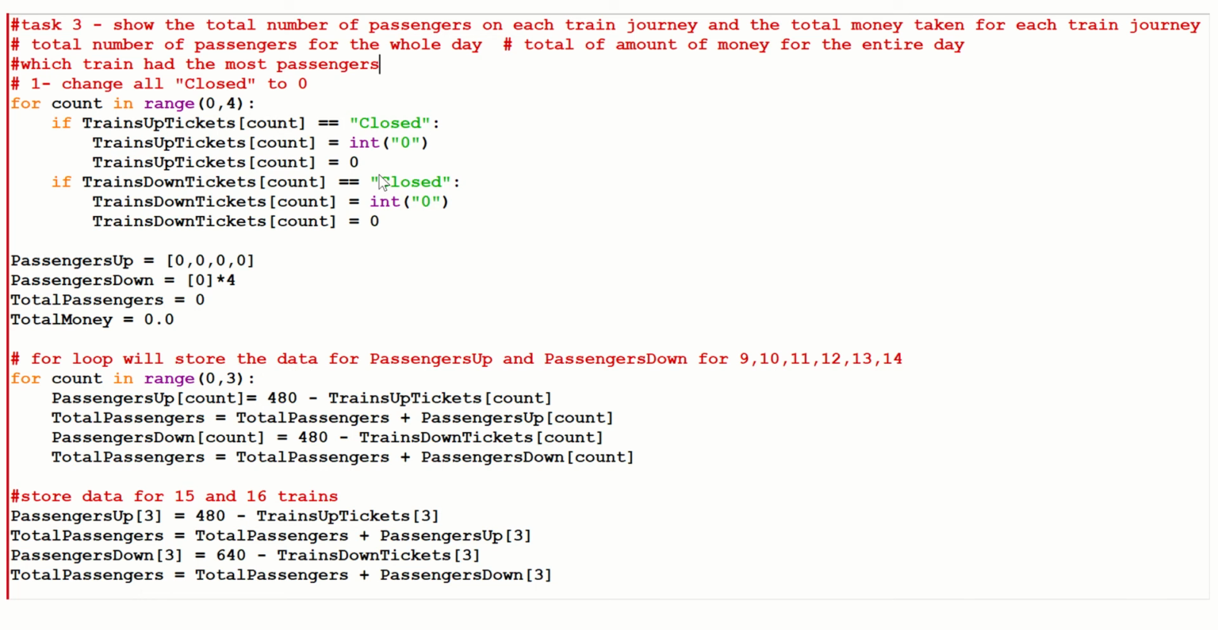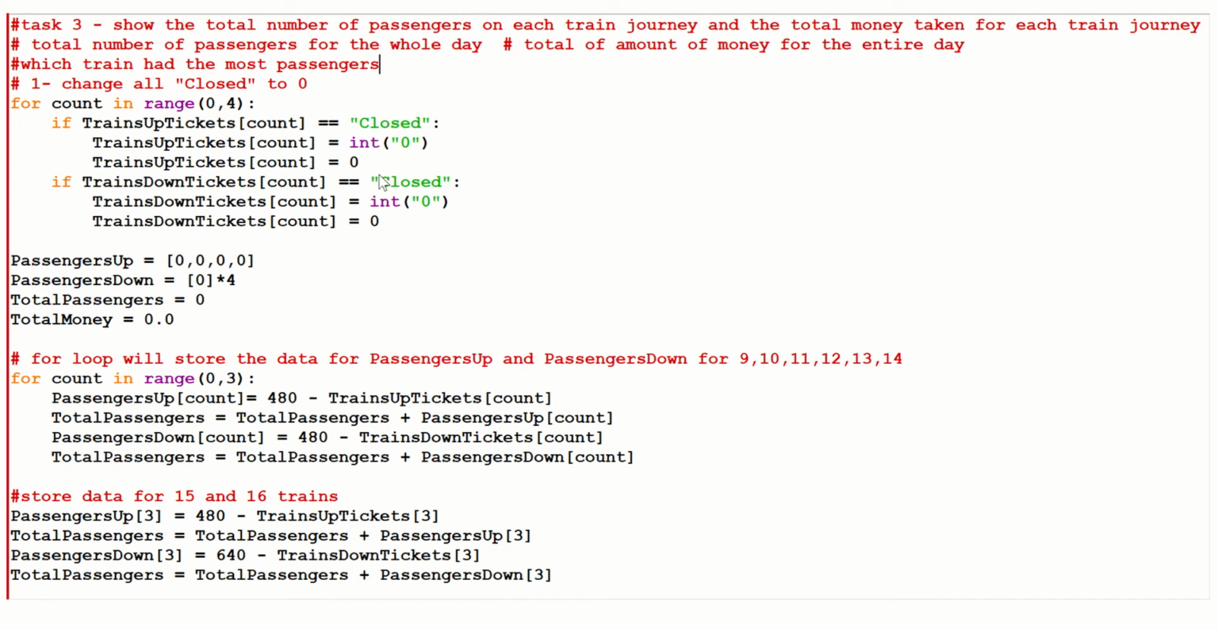Task 3, Computer Science IGCSE, Paper 2, Task 3. Show the total number of passengers on each train and the total money taken for each train. Okay. And the total number of passengers for the whole day.